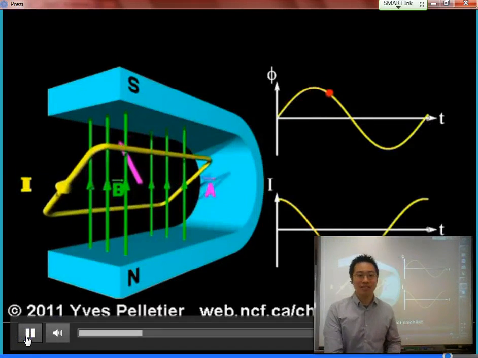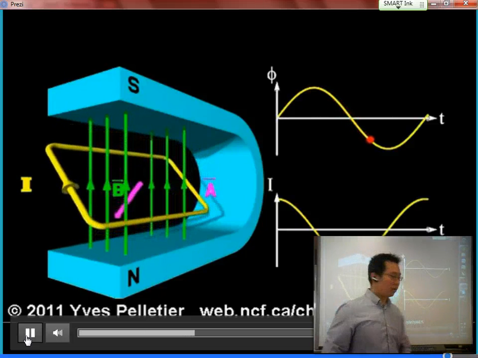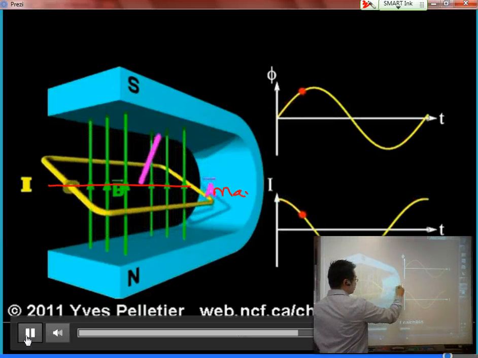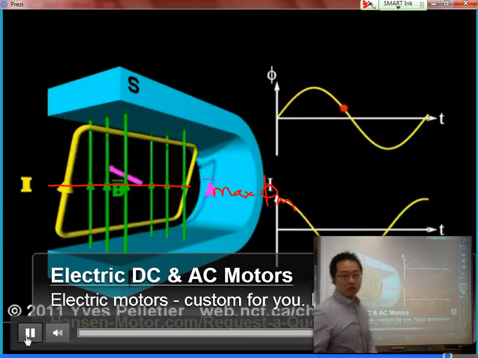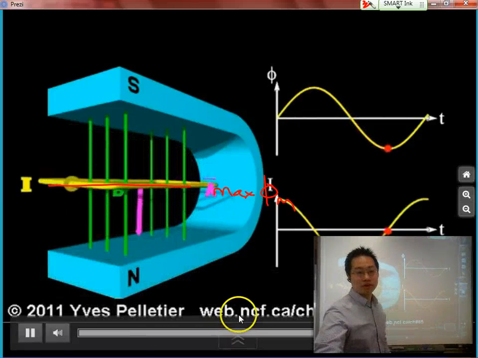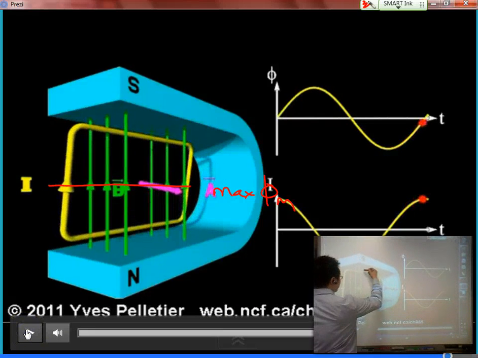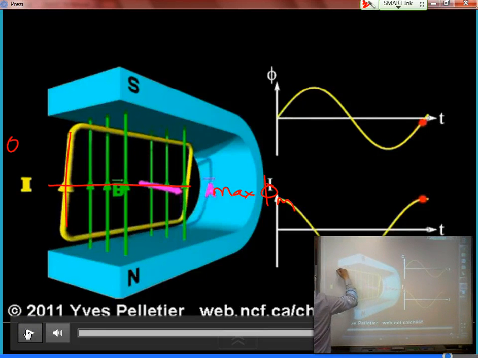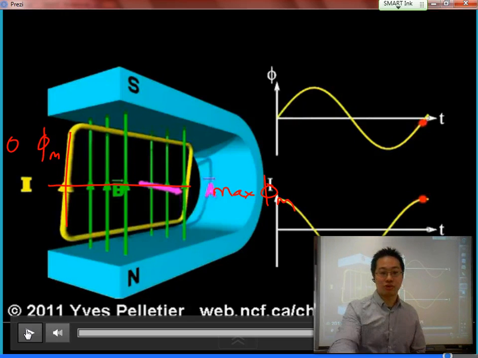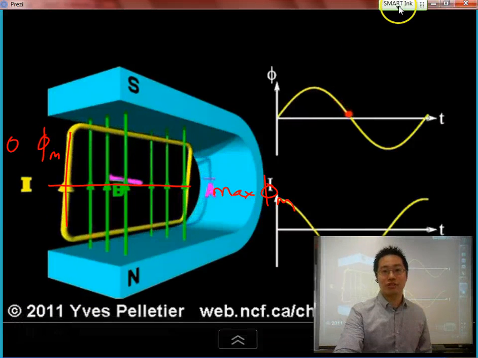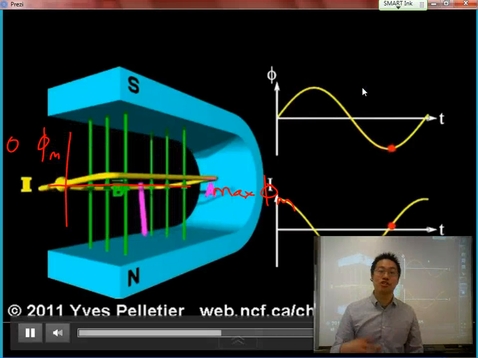The fact is, in this case over here, when it's perfectly horizontal, we have the maximum amount of flux, but when it's perfectly vertical, we have 0 flux. And we constantly have a current being produced in one direction or the other as it's rotating back and forth. So whenever you talk about power plants, the fact is all power plants generate electricity by simply rotating a loop inside a giant magnetic field.